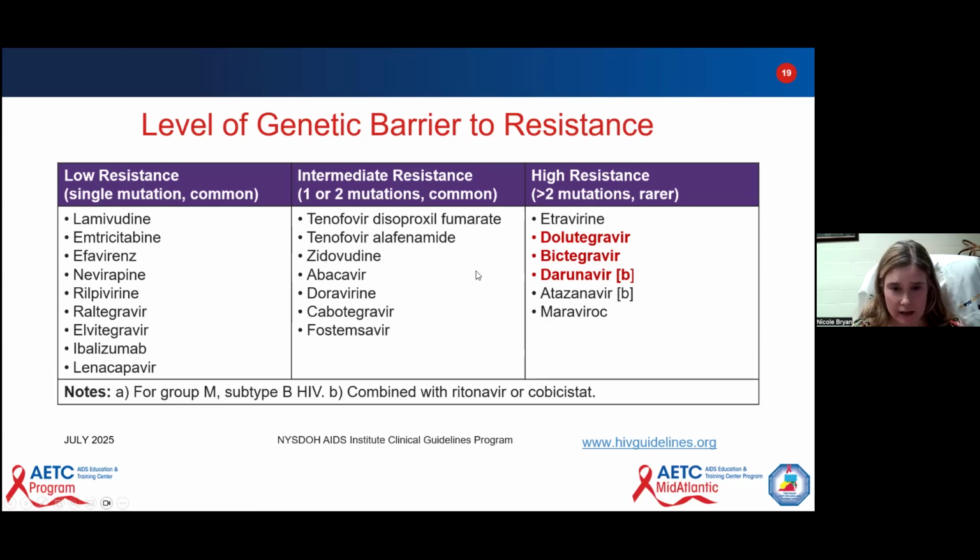Intermediate, this is kind of our NRTIs, our backbone drugs: tenofovir, abacavir, zidovudine, and then cabotegravir. And then high resistance, where you need at least two mutations, but a lot of times more. Those are some of our other PI medications and our integrase inhibitors.